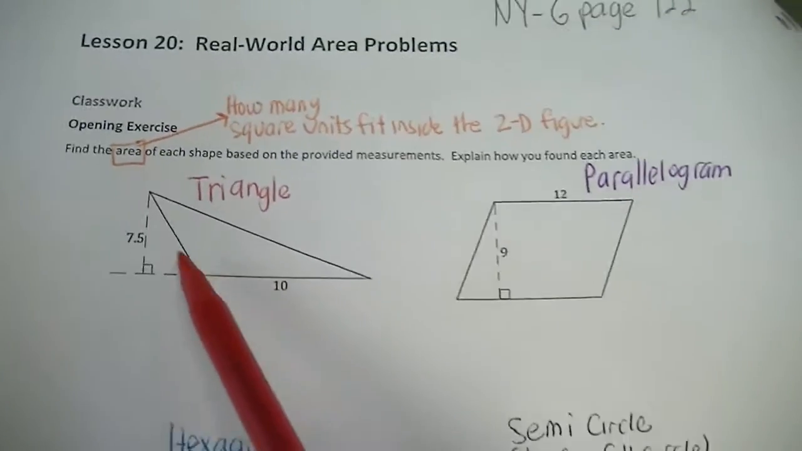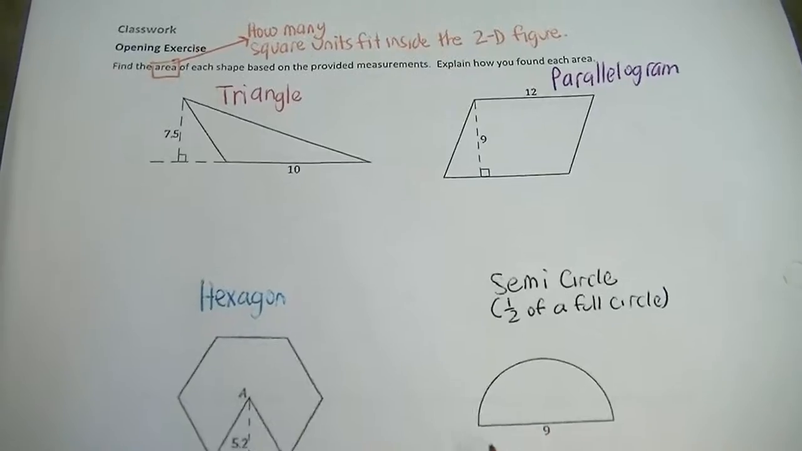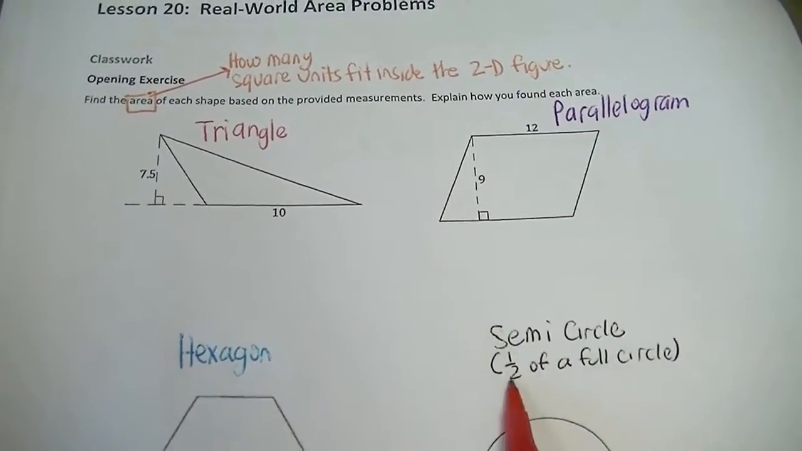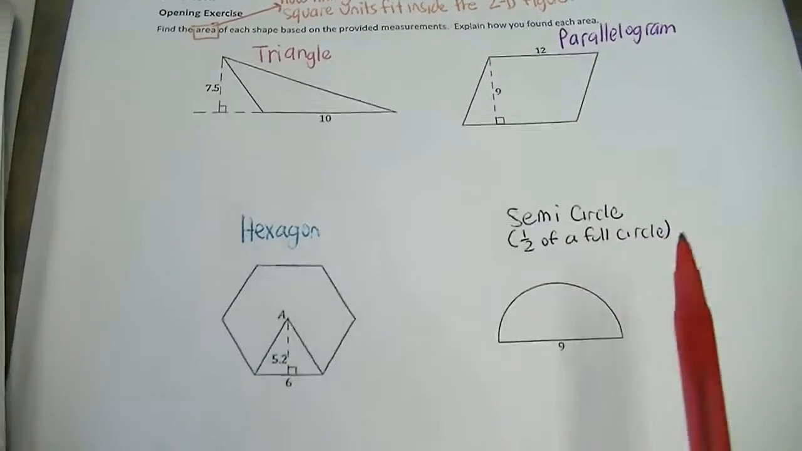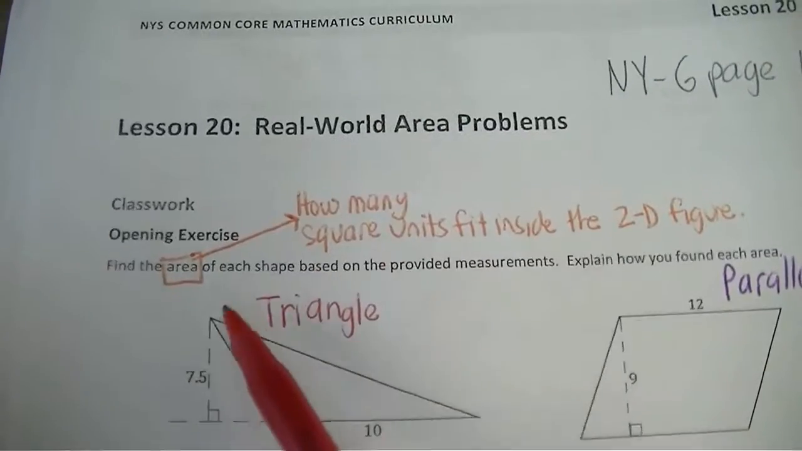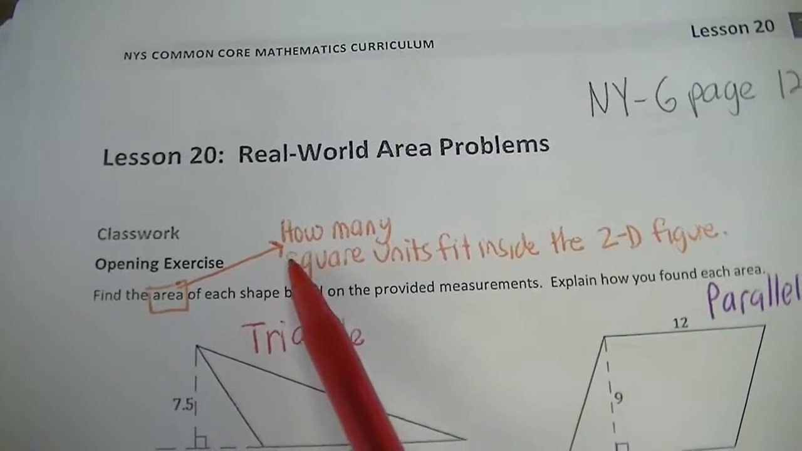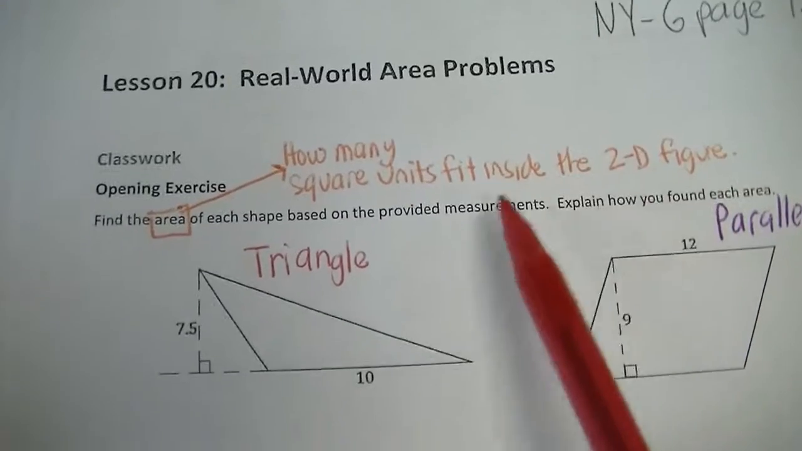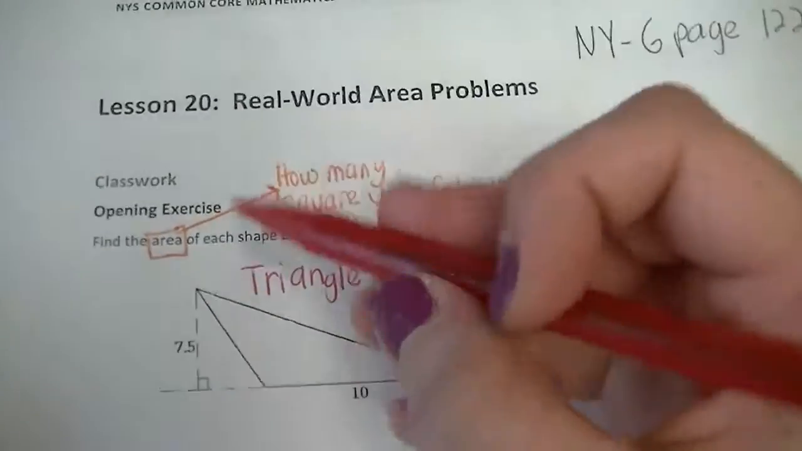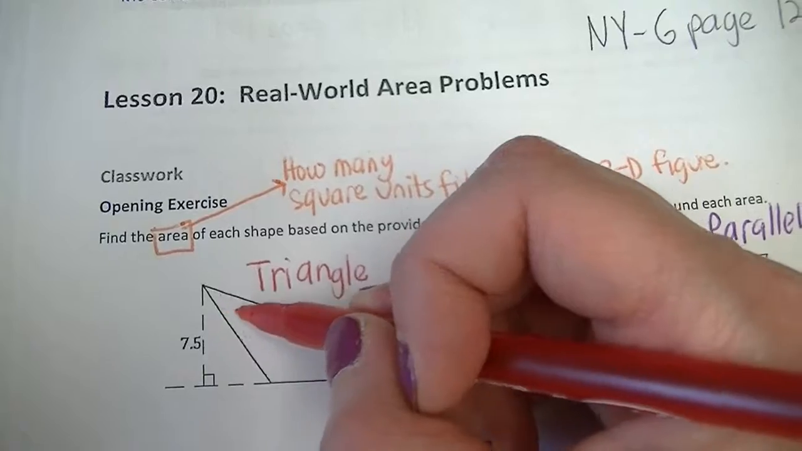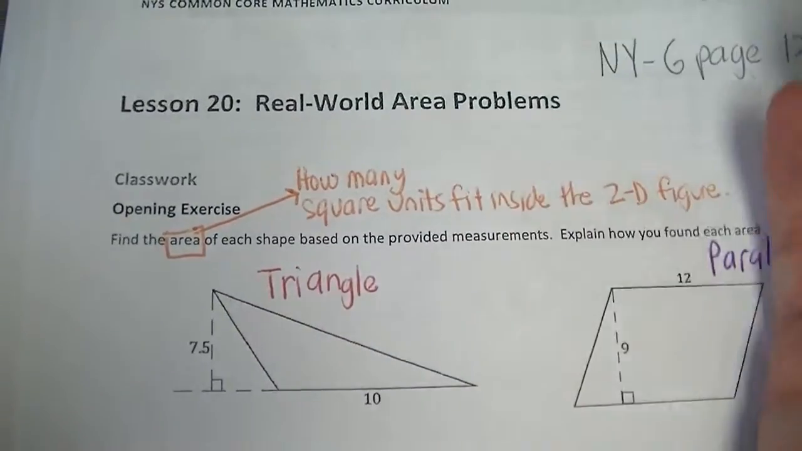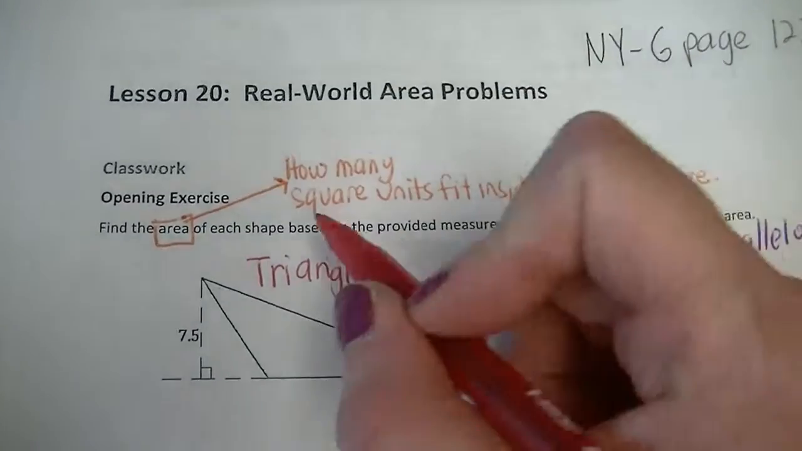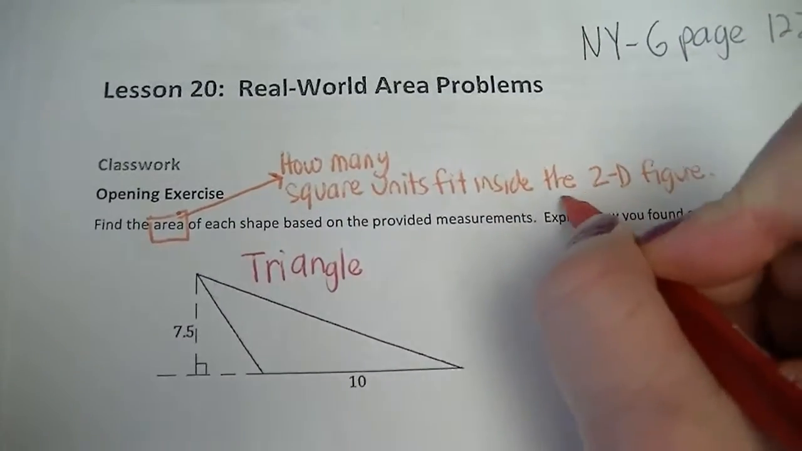I went through and I labeled what each of the figures represent, these two-dimensional figures. We got triangle, parallelogram, hexagon, and a semicircle. Semicircle is half of a full circle. And I want to remind you, area is basically asking you how many square units fit inside that 2D figure. So when we're trying to find the area of a triangle, we have to figure out how many little square units fit inside there. That's what area is. That's why you always label area units squared or square units, okay? Because it comes from there.